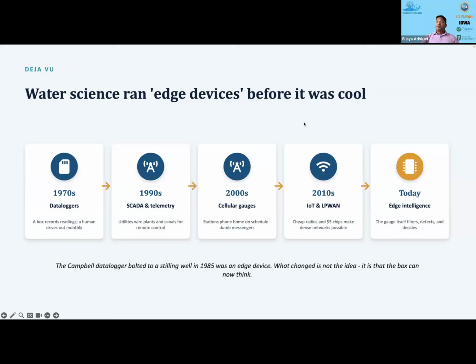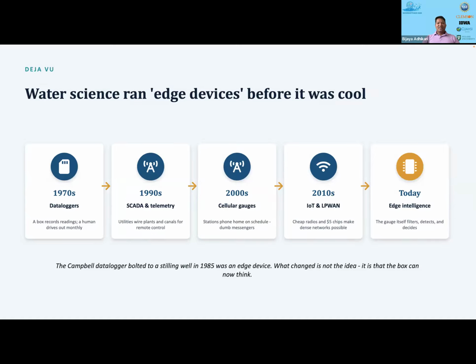Okay. All right. So we have to give our due to the hydrologists. They were doing computation on edge devices before it was cool. You may be working with Campbell data loggers, which have been used since the 1970s. These are boxes that record the readings, and a human drives out to the places where the data loggers are kept and downloads the data manually. So this is an edge device, which has been going on for a while.